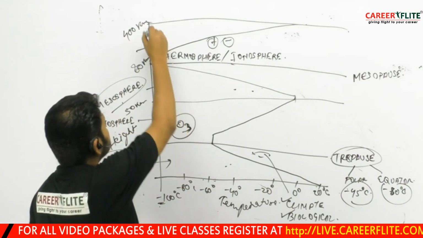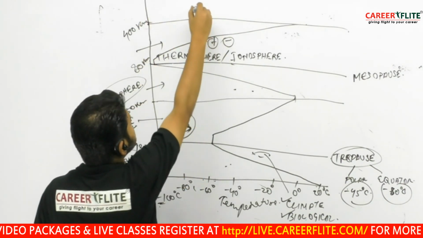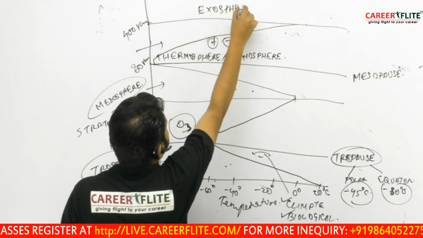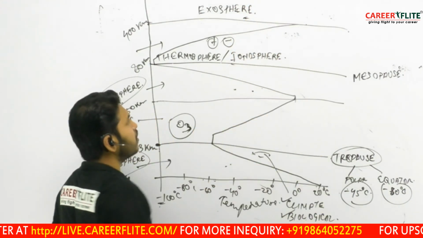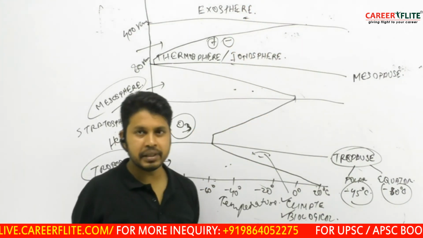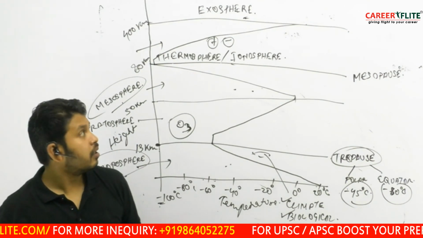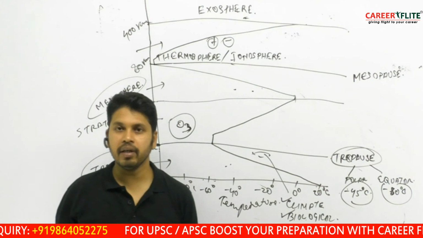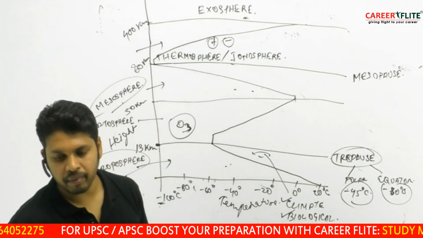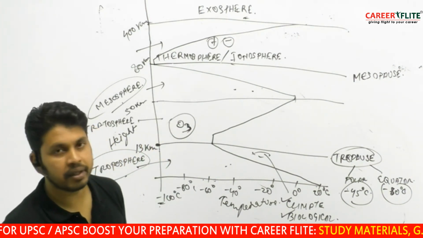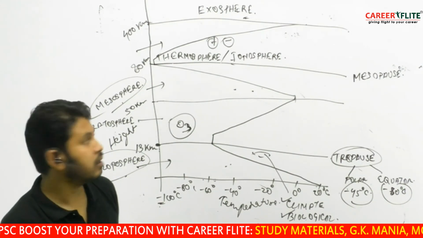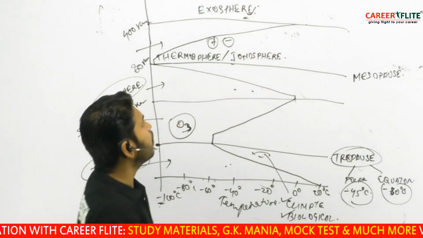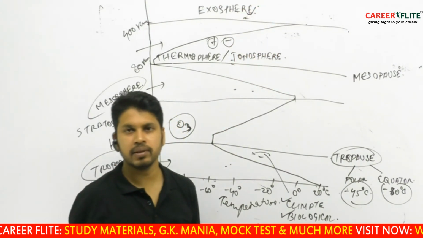Then the last, above 400 kilometers, is the exosphere. We can find hardly any particles here. The density is very minimal, and the exosphere is actually the boundary between the Earth's atmosphere and outer space. So we don't study more about the exosphere.